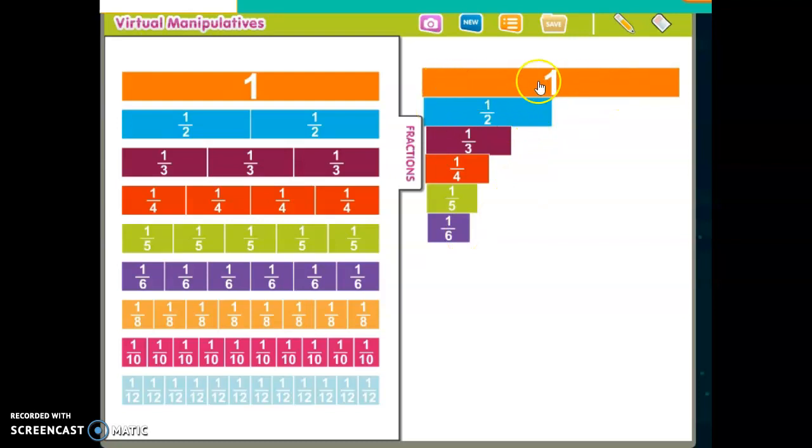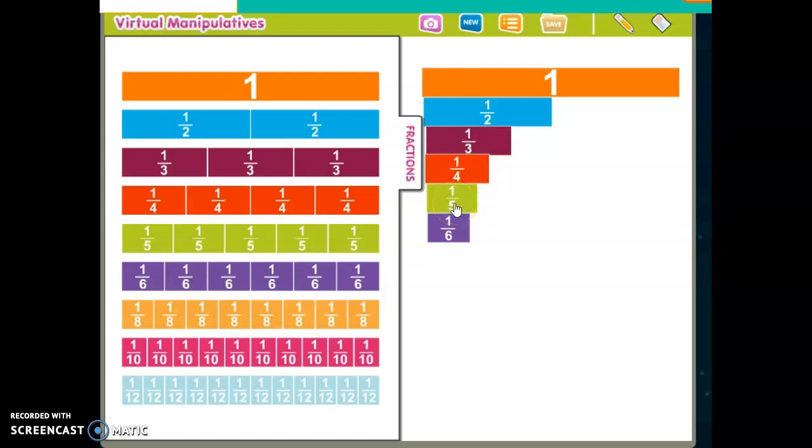Think of it here. Here I have maybe one candy bar. Well, if I share it with just 2 people, I'm going to get a bigger piece. Now if I share it with 3 people, my piece got smaller. If I share that one candy bar with 4 people, my piece got smaller.